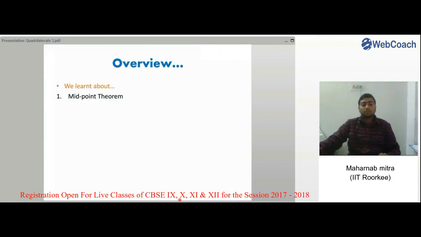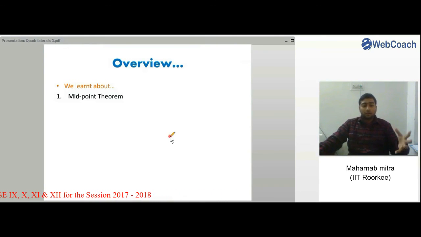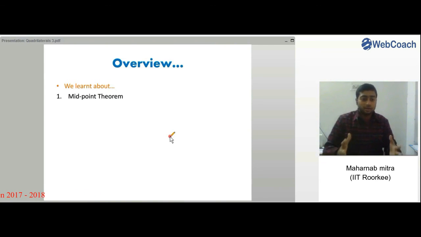So in this class we have learned about the midpoint theorem, and we have actually talked about it a lot, and we have learned many things about the midpoint theorem. How we can say that the line joining the midpoints of the sides is parallel to the base, and also half of the base.